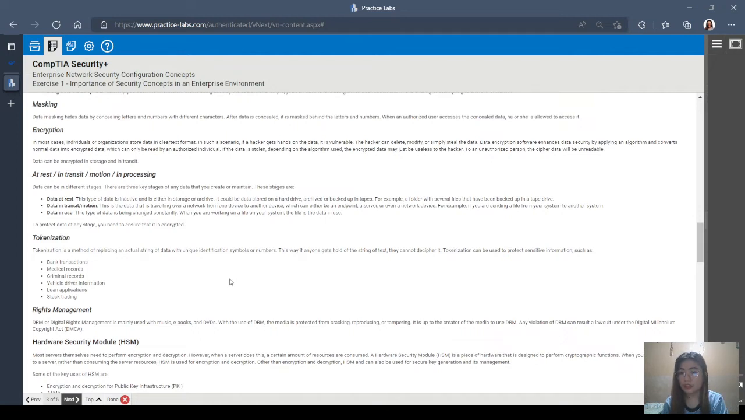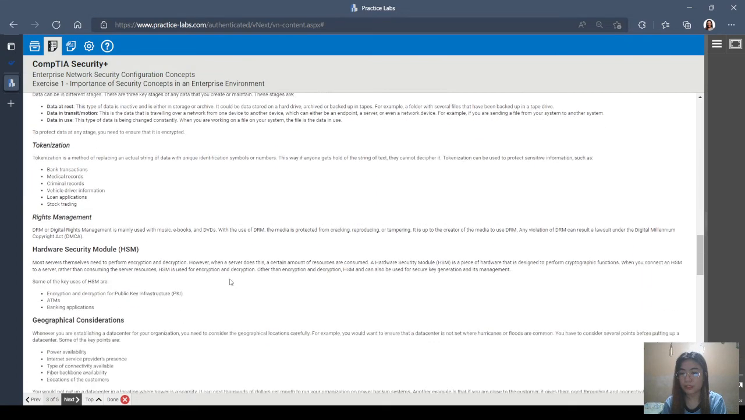Data in use. This type of data is being changed constantly when you are working on a file on your system. The file is the data in use. To protect data at any stage, you need to ensure that it is encrypted.